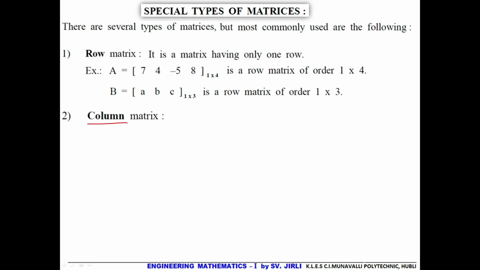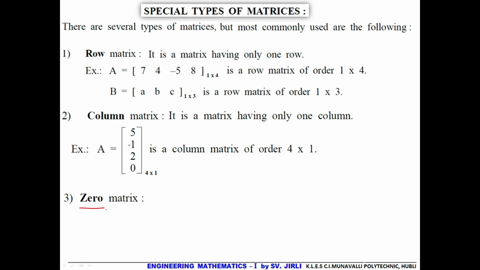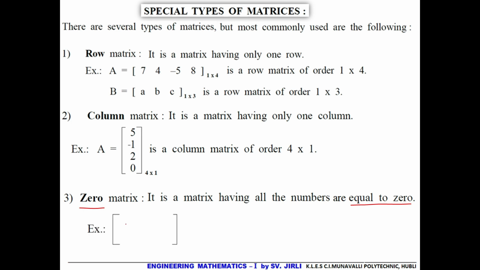Next, column matrix. It is a matrix having only one column. For example, matrix A equal to, here we see only one column, 5, minus 1, 2, 0, and 4 rows are there. We say it is a column matrix of order 4 cross 1. Next we have zero matrix. It is a matrix in which all the numbers are equal to 0. For example, here we see the matrix contains all the numbers equal to 0. It is a zero matrix of order 2 cross 3. 2 rows, 3 columns.